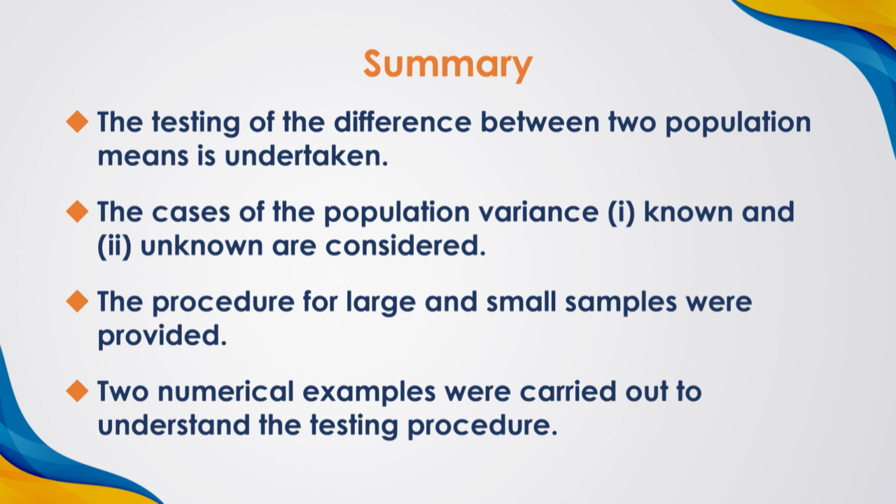Summary: the testing of the difference between two population means is undertaken. The cases of population variance known and unknown are considered. The procedures for large and small samples were provided. Two numerical examples were carried out to understand the testing procedure.